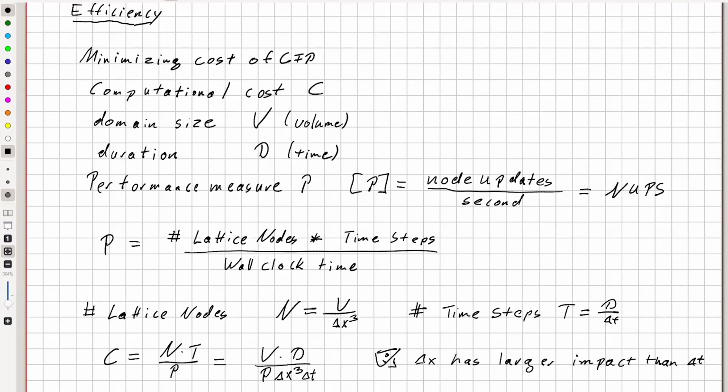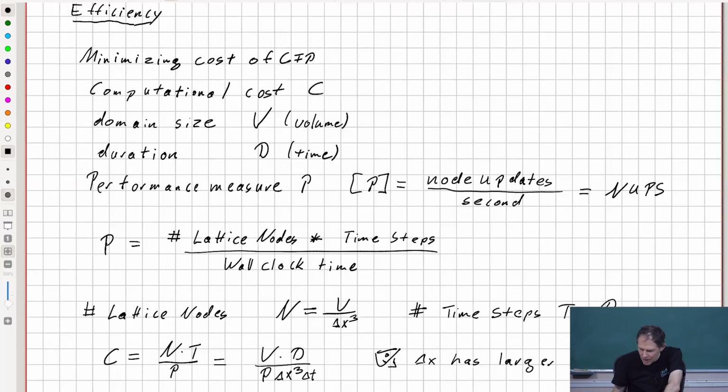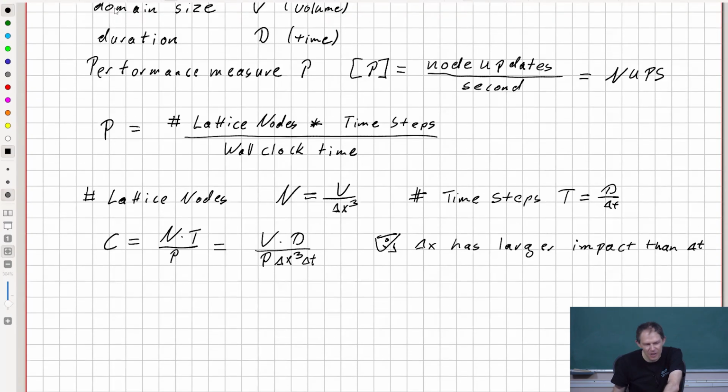But you should know that you should not try to make your simulation so much more efficient just by increasing the time step. This is not the biggest handle that you have. So in principle you would like to make the grid spacing as large as possible and the time step as large as possible, but of course there are some constraints, and they may be very important.